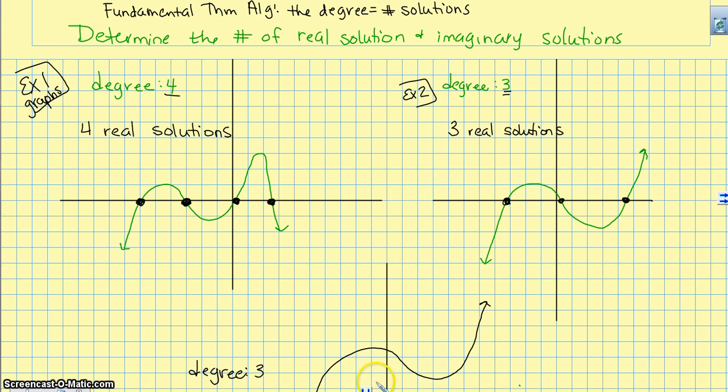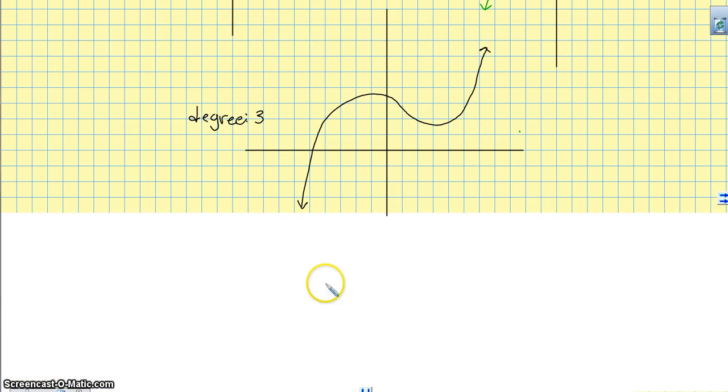All right, let's look at example number 3. This one has a degree of 3. So we have to have 3 solutions. Let's see how many of them are real. 1. So we have 1 real solution. Oh, I thought we were supposed to get 3. What do you think the other 2 would have to be? The other 2 are imaginary. We can't see them. So this has 2 imaginary solutions.